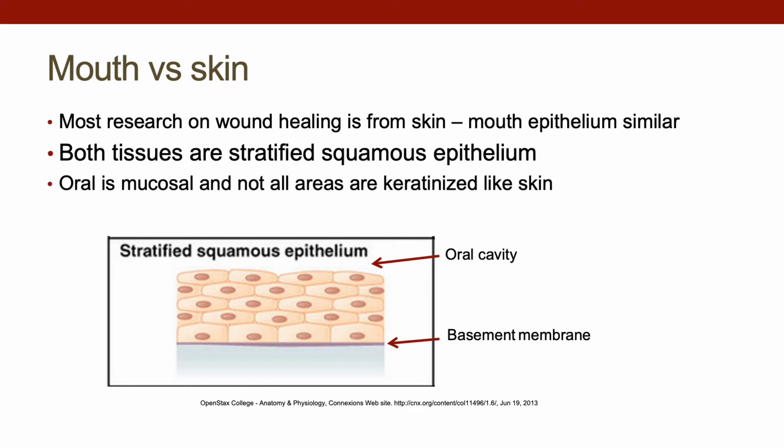Now, the difference between the oral epithelium and the skin is that the oral epithelium, of course, is mucosal, so it produces mucus that overlays it, and only some of the areas are keratinized, like the skin. The skin is a keratinized epithelium where the outermost layer of cells die off and produce a layer of the protein keratin at the top in the diagram there, whereas only some of the oral epithelium does that.